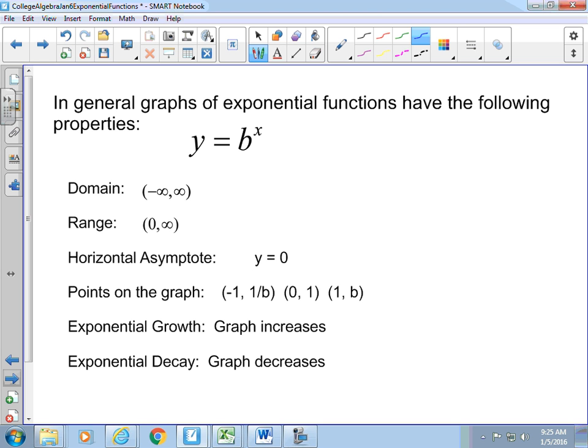If the graph is going up to the right, it's called an exponential growth graph. If the graph is going down to the right, it's called an exponential decay graph. How many of you have seen an exponential growth or decay graph before? Couple? In geometry? Okay.